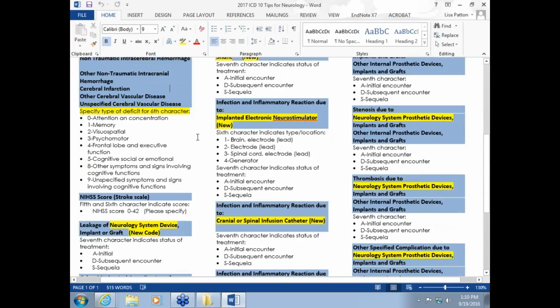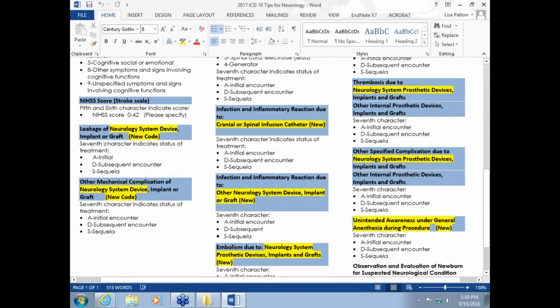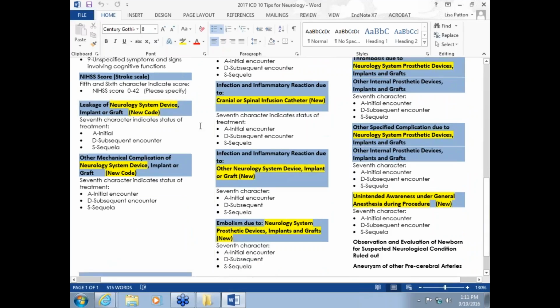Okay, your new part on the NIHSS score, your stroke scale, is now that you have to specify 0 through 42. So there's one for 0, 1, 2, 3, all the way to 42. So that's what is new on that code. They've added a lot more for that. For your leakage of neurology system devices, implant or graft, that is a new code. Still requires a 7th-digit character. Other mechanical complications of neurology system device, implant or graft, that is a new code.